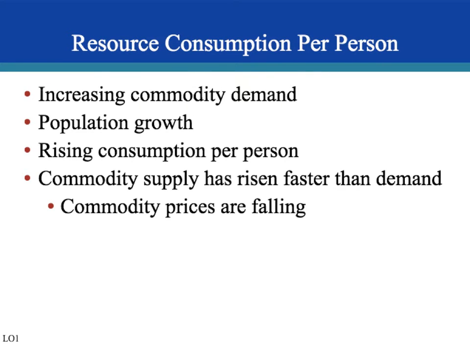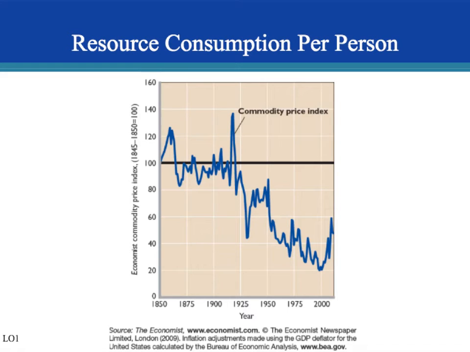Okay, and so over time, what we've seen is that, due to population growth, commodity demand has been increasing, and also per person consumption of resources has been increasing. Yet commodity prices are falling because commodity supply has grown faster than commodity demand. Okay, and so we can see this over time, that there's a downward trend of commodity prices.